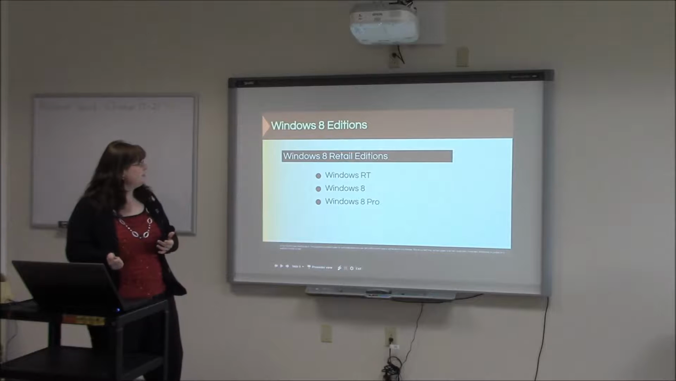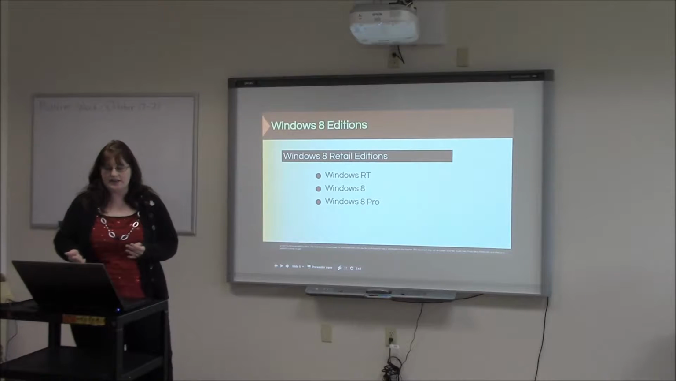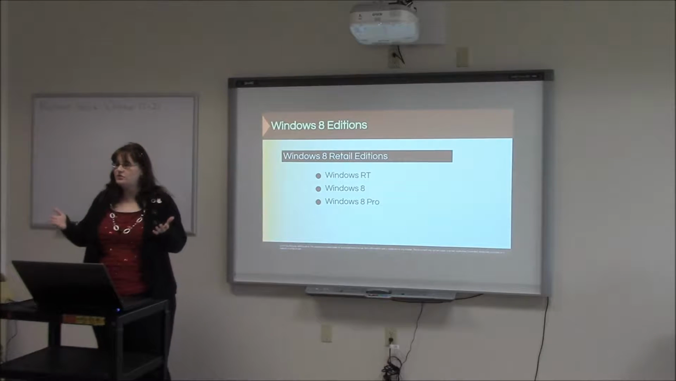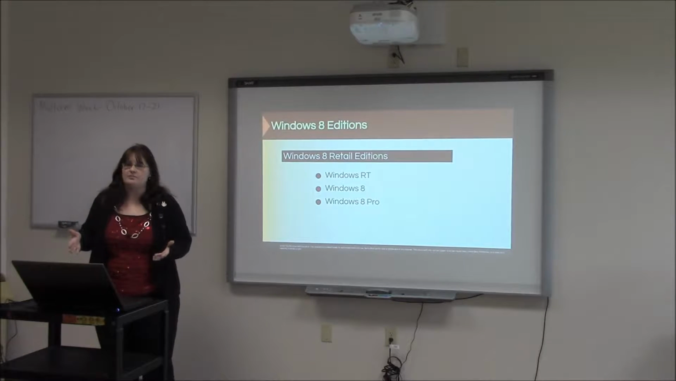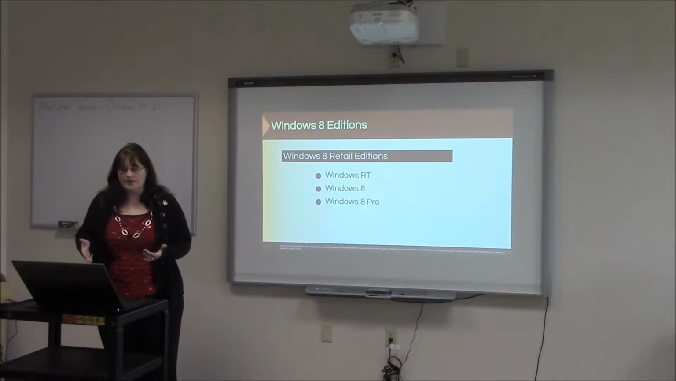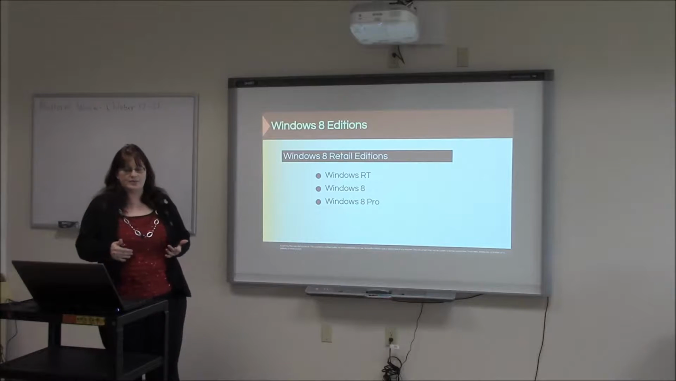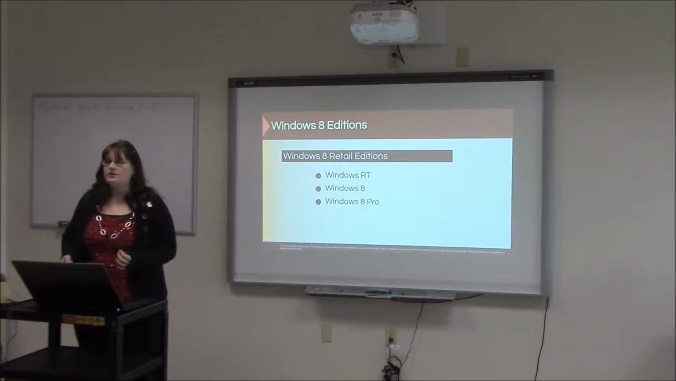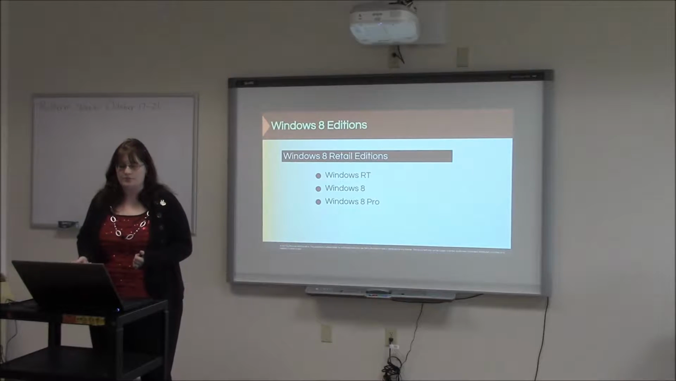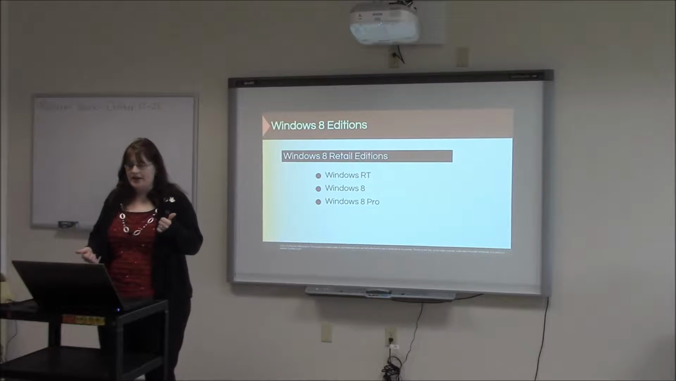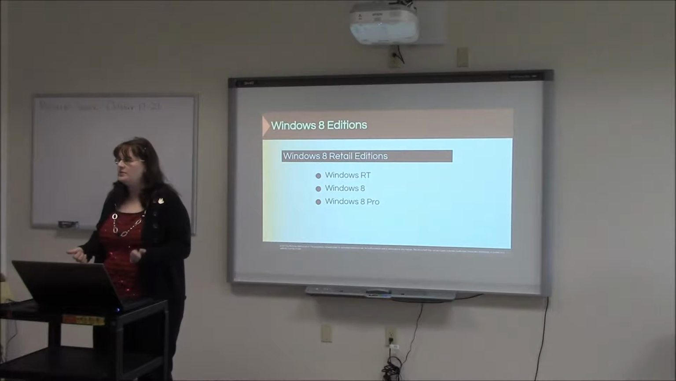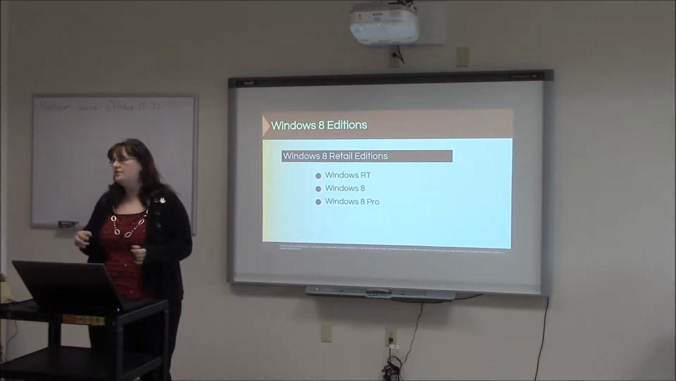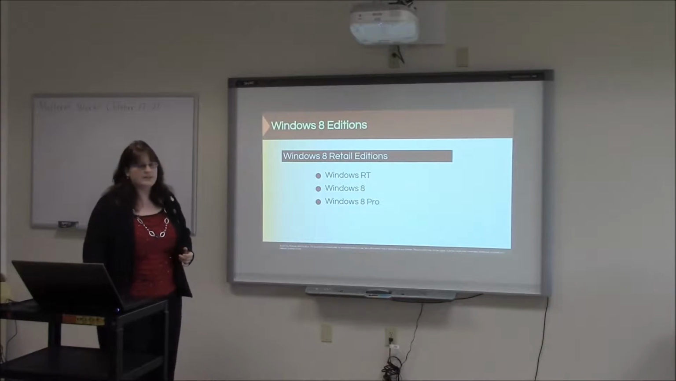There were 3 retail editions: RT, Windows 8, and Windows 8 Pro. RT was pre-installed on some tablets, so you went to the store, bought a tablet, and automatically had Windows 8 on it. Then there was Windows 8 Pro. We talked about the difference between 7 Home and 7 Pro. Really, a lot of it has to do with remoting into the device and with being able to get on the domain. We talked a little bit about that this week. That's indicative of every Pro version of an operating system. That's going to be the difference between them.